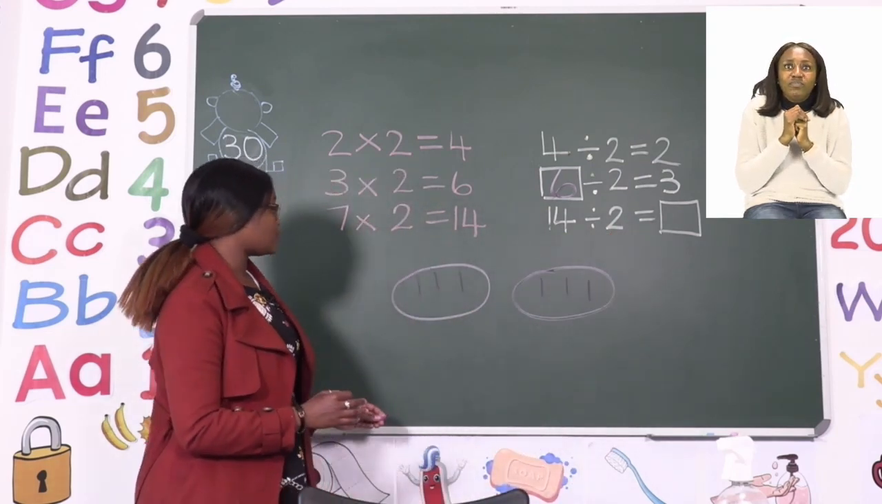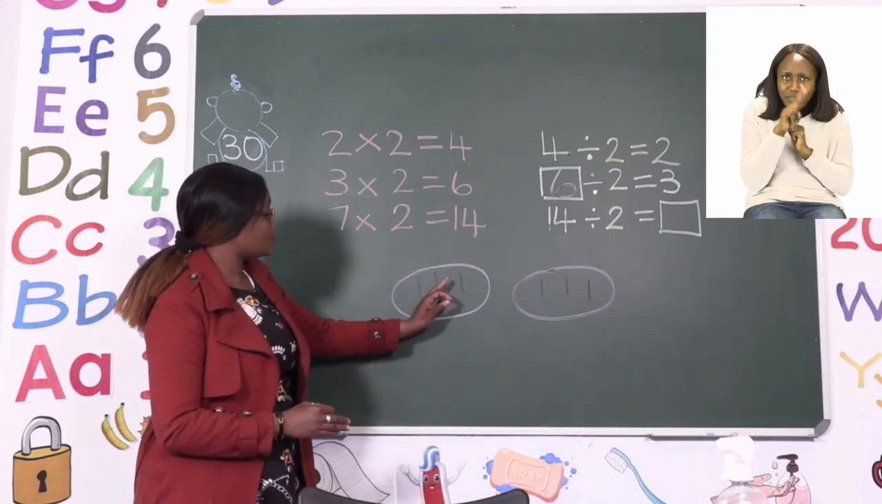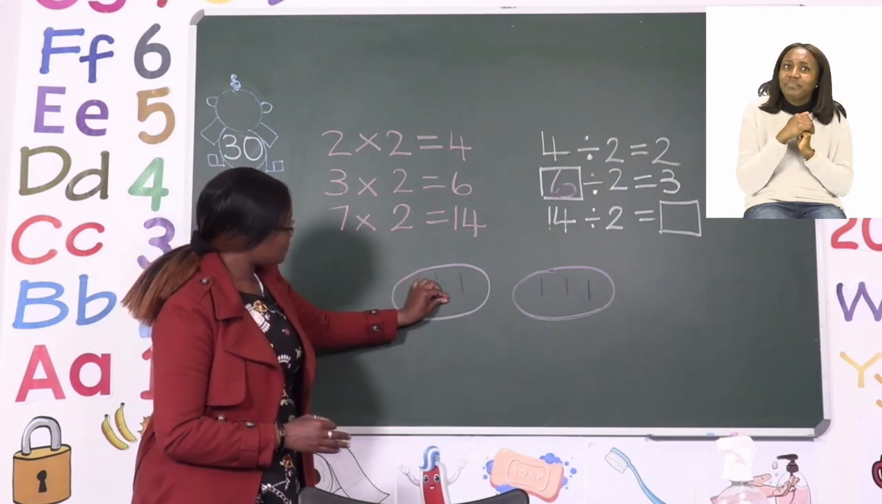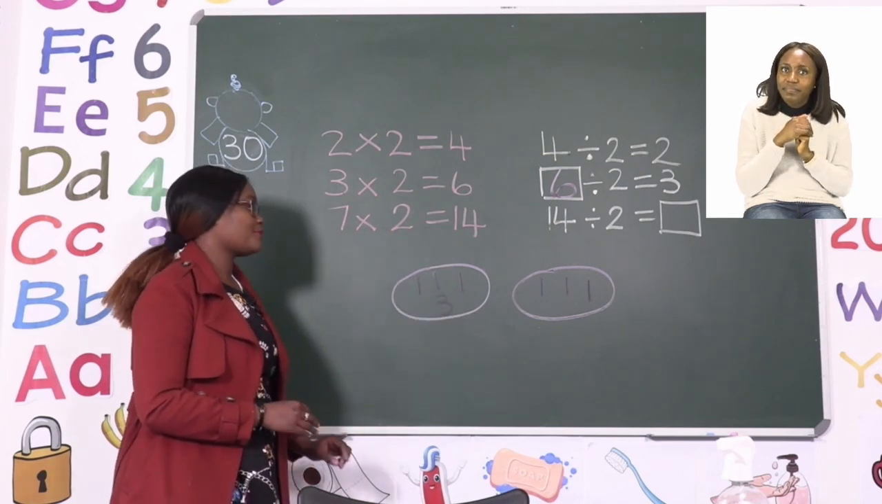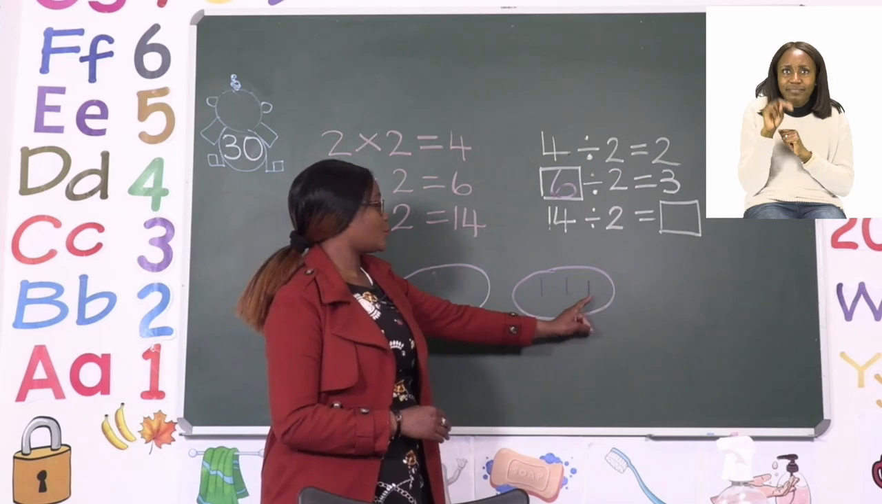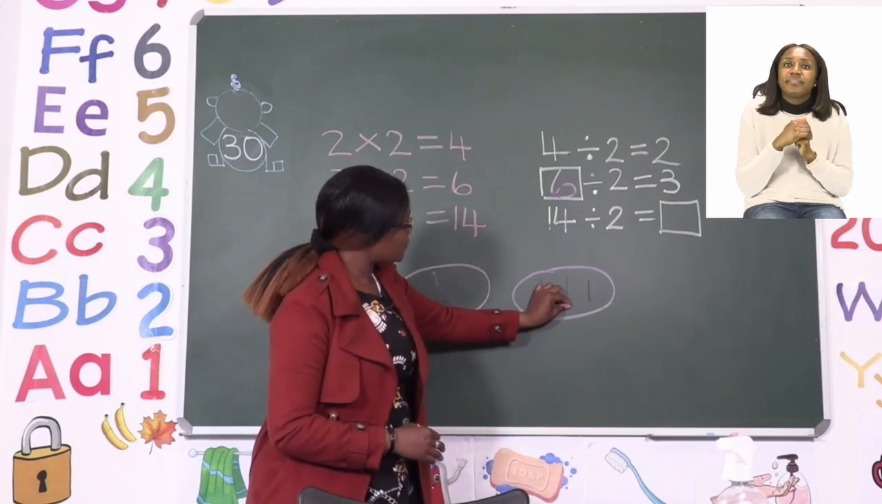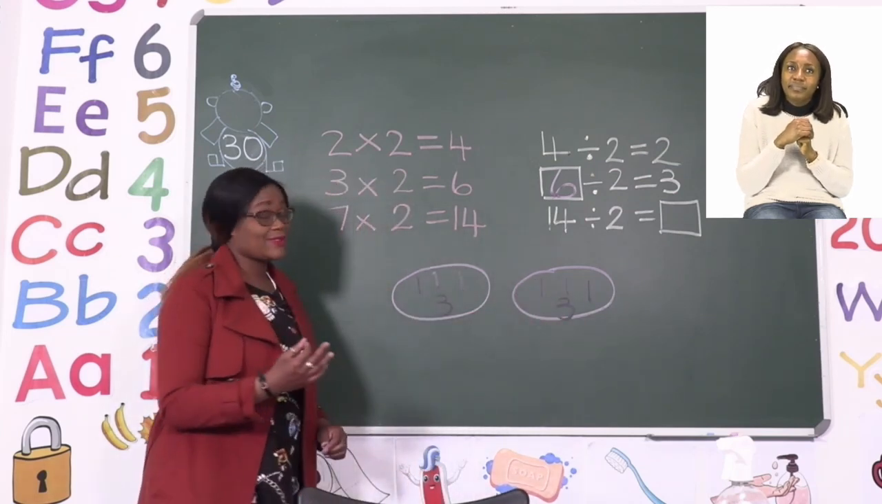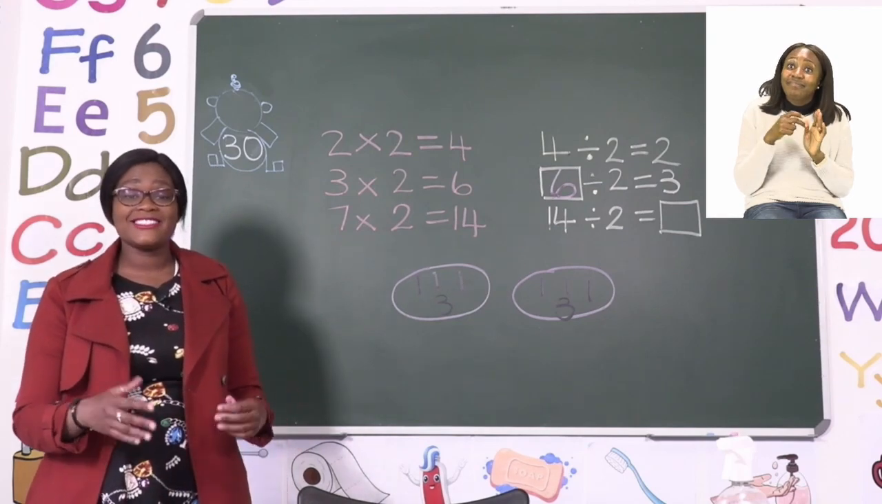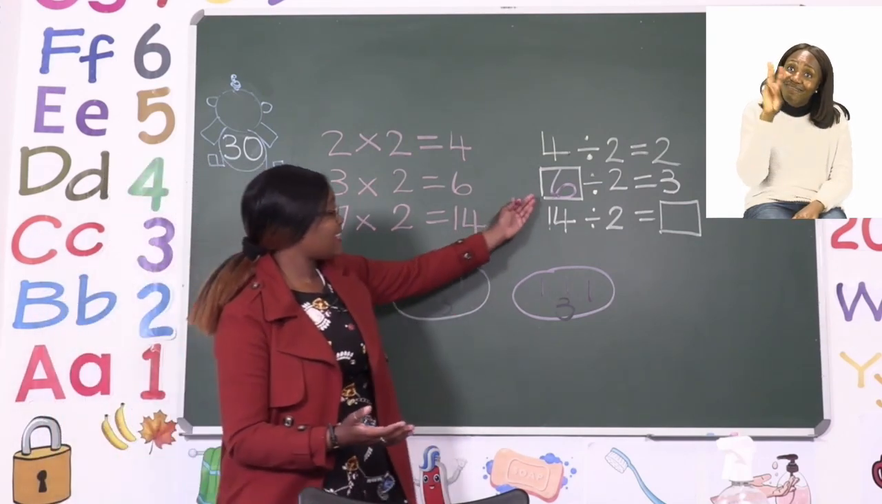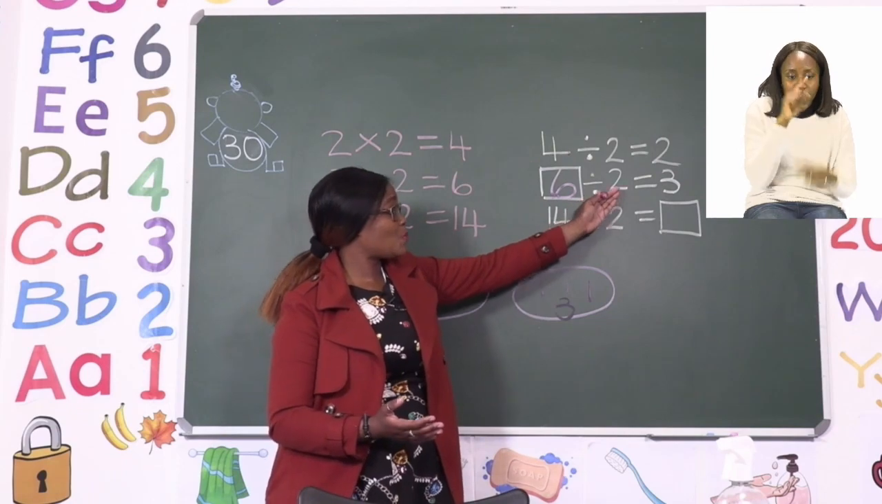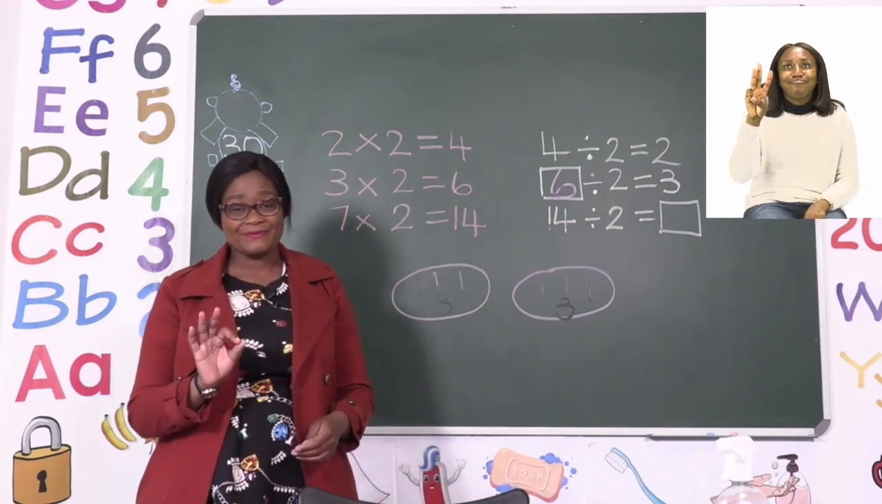So let's find out. 1, 2, 3. This one has 3. 1, 2, 3. This one also has 3. So that means, boys and girls, that our answer is correct. 6 divided by 2 will equal 3.